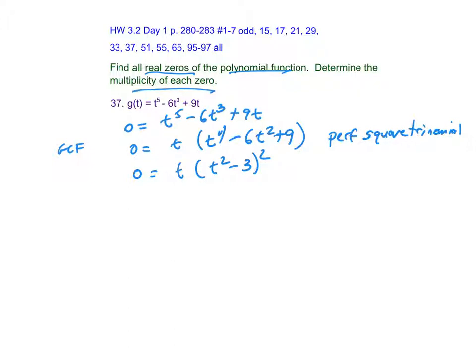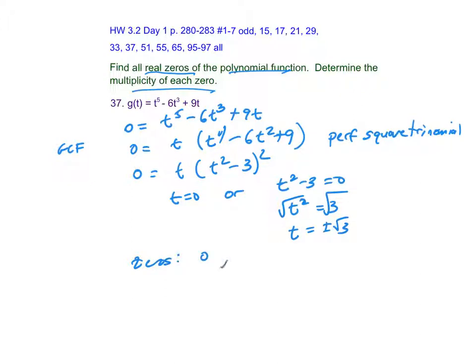And then by the zero product property, I can set each one of these factors equal to 0 because their product is 0. So I have t equals 0 or t squared minus 3 equals 0. T equals 0 is already solved. Let's solve the quadratic. So t squared equals 3, adding 3 to both sides. Extract square roots, take the square root of both sides. So I'll have t equals plus or minus root 3. So my zeros are 0, negative root 3, and root 3.